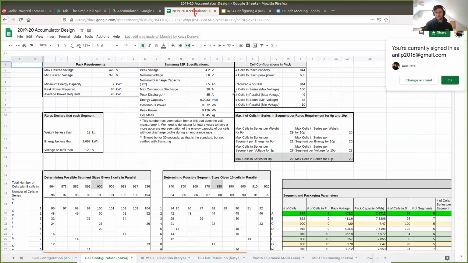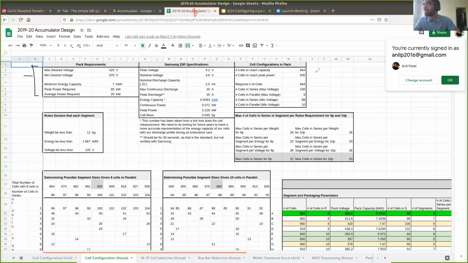Okay, so this is a spreadsheet. This one that Katya made. Katya, do you want to talk about it? Sure. So it kind of goes through a similar mindset that Anil just presented, where basically we have our requirements. So as Anil said, if you look at the top left, ooh, I can annotate. This is exciting.